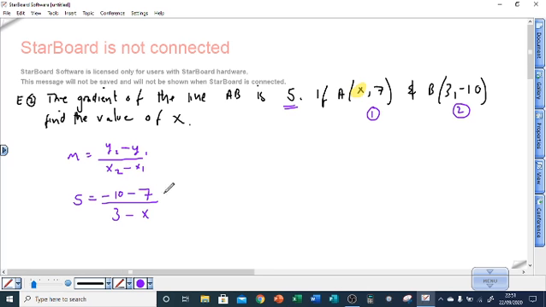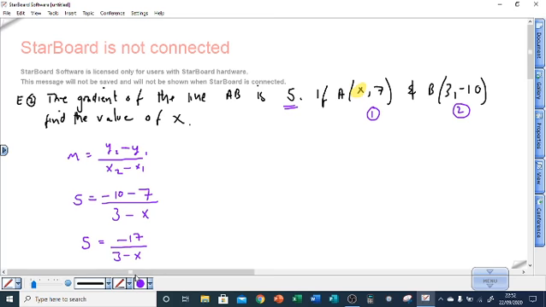Now we've got to solve this simple equation. Well, first of all, I'm going to neaten this up at the top here. So that gives you minus 10 on the number line, and you're taking away a further 7. You're going further down into the negatives. So it gives you 5 is equal to minus 17, all divided by 3 minus x.